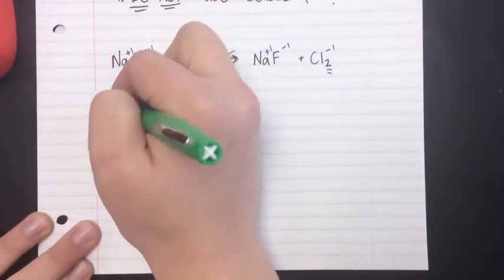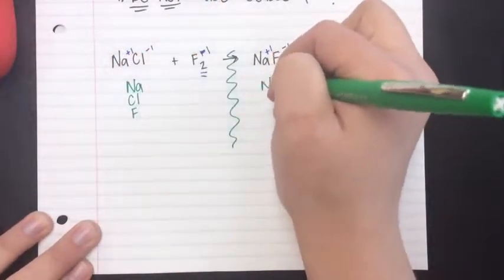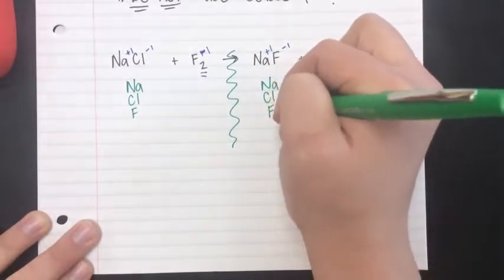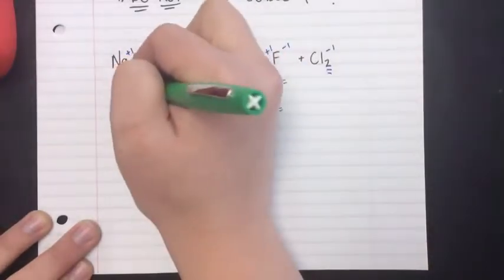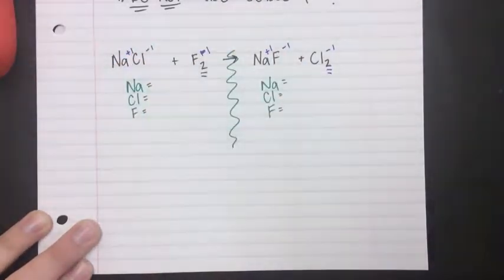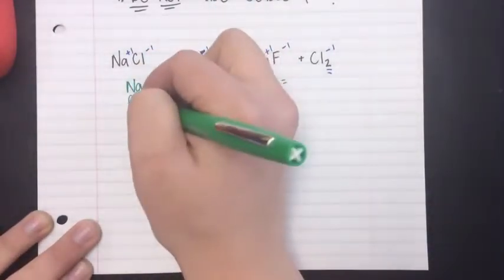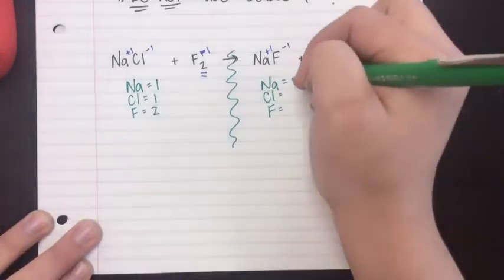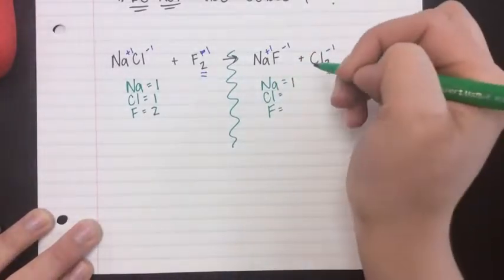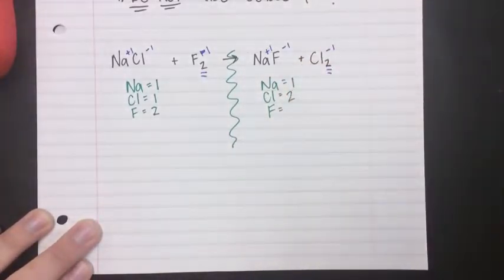Next, I divide my products from my reactants and identify the elements on each side. I count the number of atoms on my reactant side first: 1 sodium, 1 chlorine, and 2 fluorines. On my product side, I have 1 sodium, 2 chlorines, and 1 fluorine.